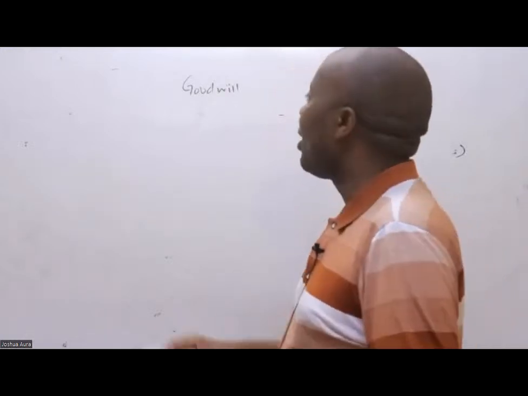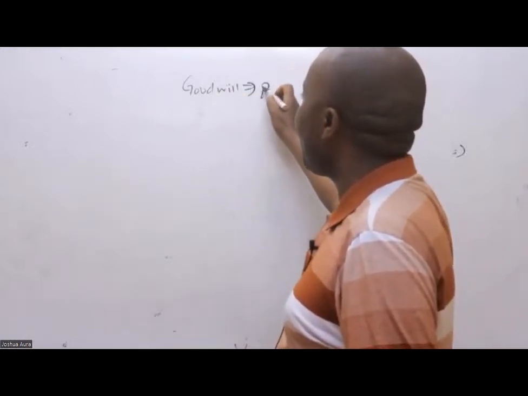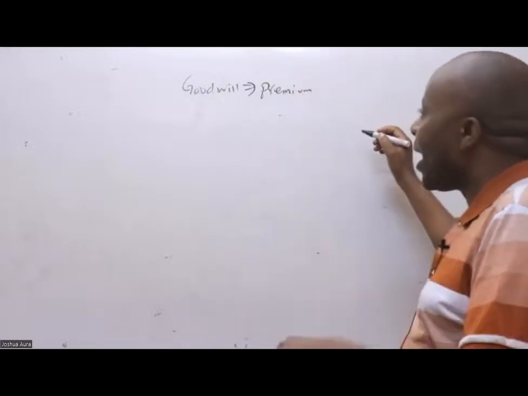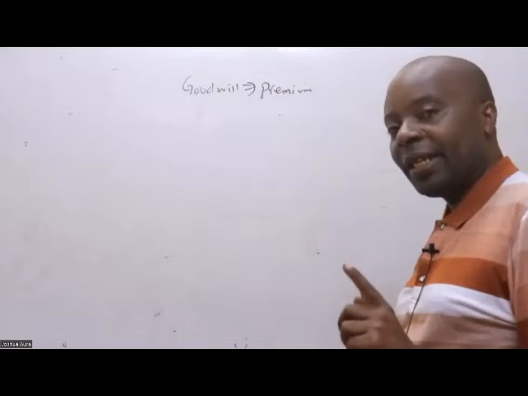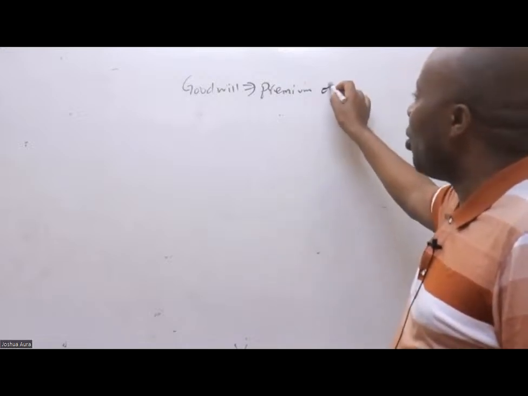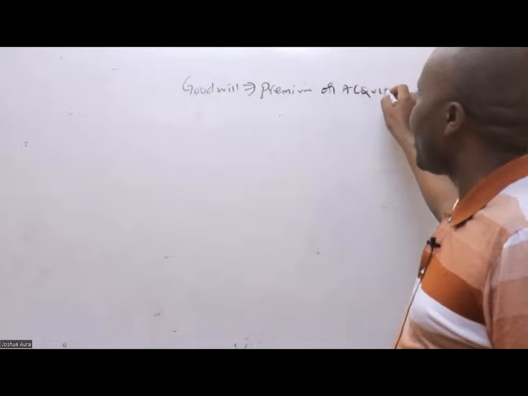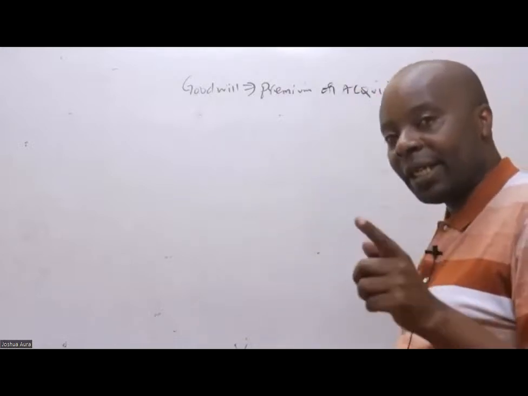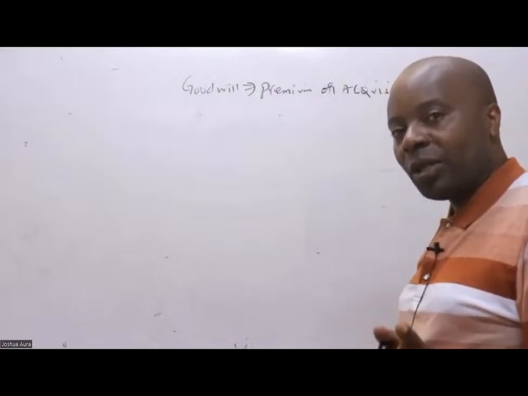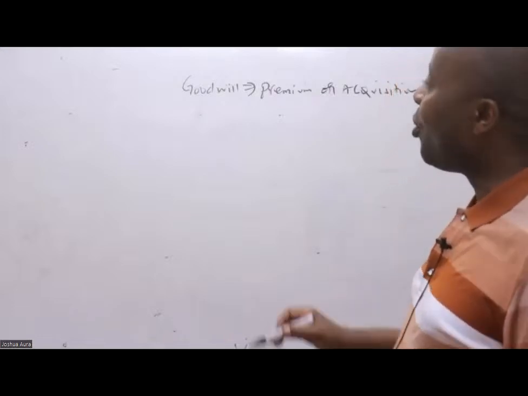So basically, Goodwill is the premium payable on acquiring a subsidiary. It's basically the premium on acquisition. When you acquire a subsidiary, the premium that you pay is called what? It's called Goodwill. How do we calculate Goodwill?